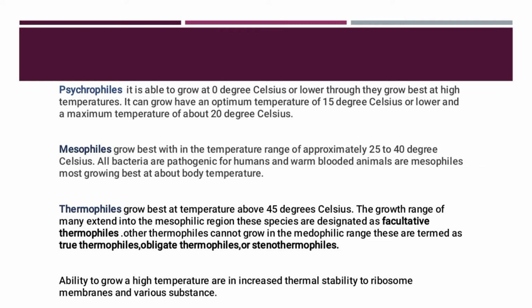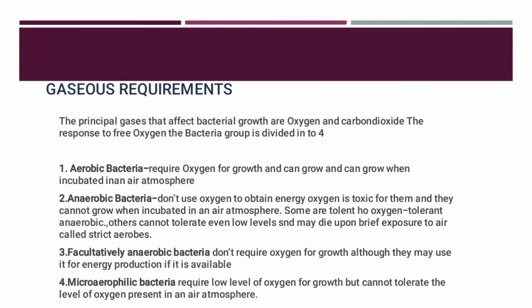All of the disease-causing bacteria in the human body are mesophiles. The last one is the thermophiles. They are cultured or grow when the temperature is above 45 degrees Celsius. The next physical condition is the gaseous requirement. Based on the gaseous condition, there are mainly four types of bacteria: aerobic bacteria, anaerobic bacteria, facultative anaerobic bacteria, and lastly microaerobic bacteria.